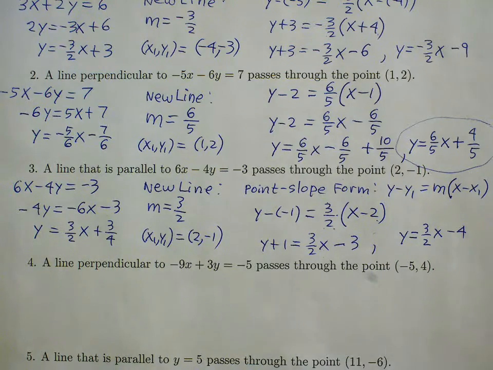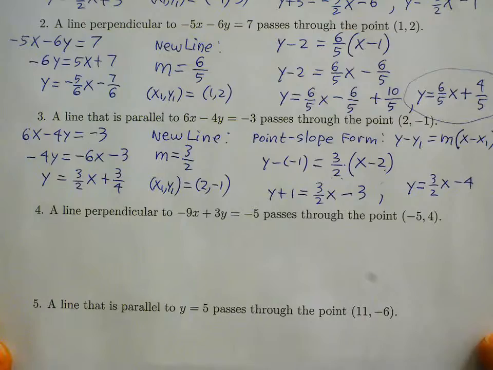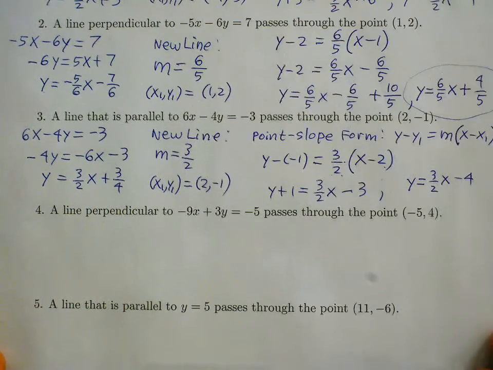Okay, the next one. Find the equation of a line that is perpendicular to negative 9x plus 3y equals negative 5, and which passes through the point, the ordered pair, negative 5, 4.